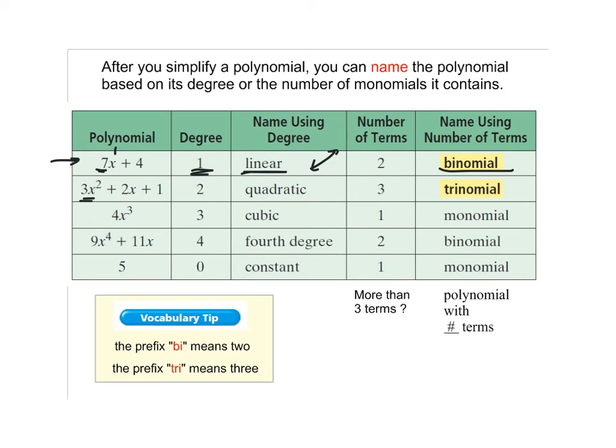3x squared plus 2x plus 1 is degree 2 because of that exponent there. It is quadratic. That's what we're going to be learning about in this unit and the next unit. If you were to graph it, it'll look like this, but that will come. It has 3 terms, 3 monomials being added together, which makes it a trinomial. You can look at the rest of the table, maybe pause this and fill it in, and come to class in a couple days and ask me some questions on this.